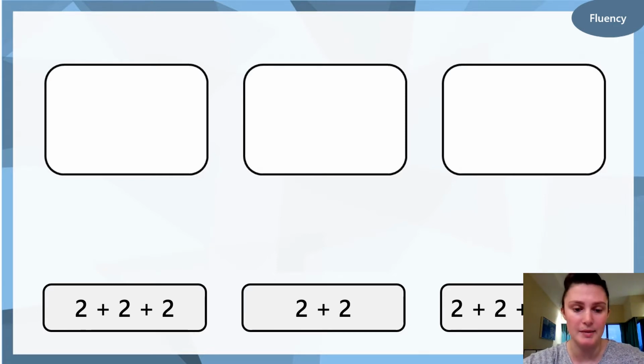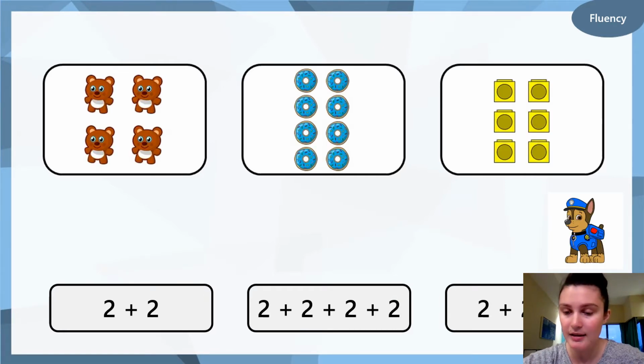So I'm going to give you a few minutes to do that now. You can pause the video and press play when you are finished. Okay, here is an example of some arrays. 2 plus 2. We could have a row of 2 teddy bears and then a row of 2 teddy bears. 2 plus 2 plus 2 plus 2. 2 donuts, 2 donuts, 2 donuts, and 2 donuts. And then 2 plus 2 plus 2. We have 2 cubes, 2 cubes, and 2 cubes.